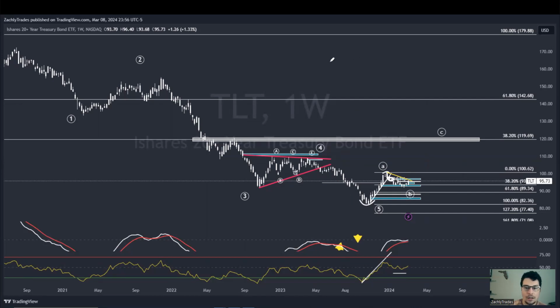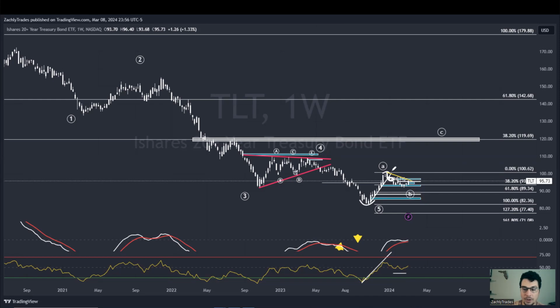And the 3-wave moves come in the form of an ABC, and oftentimes these are going to be corrective moves. Now, they can go anywhere from the 382 fib all the way up to the 618 fib. Those are typical areas where you will see your ABC correction heading towards, okay? And so we've got a clear A wave, I think, in my opinion. We've started the B wave. Now, the question is whether or not this B wave is going to continue heading lower. If we break that 93 area, it can head lower.